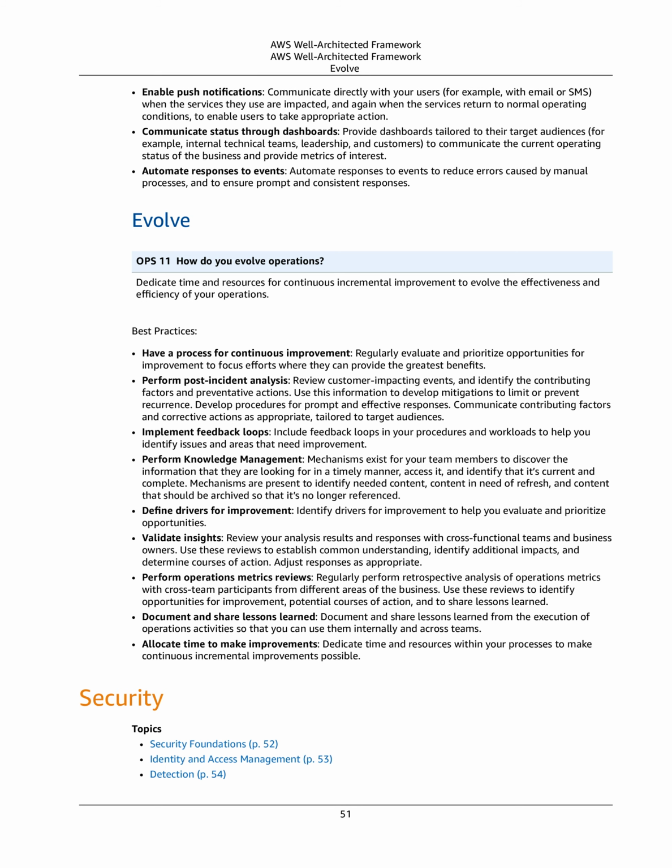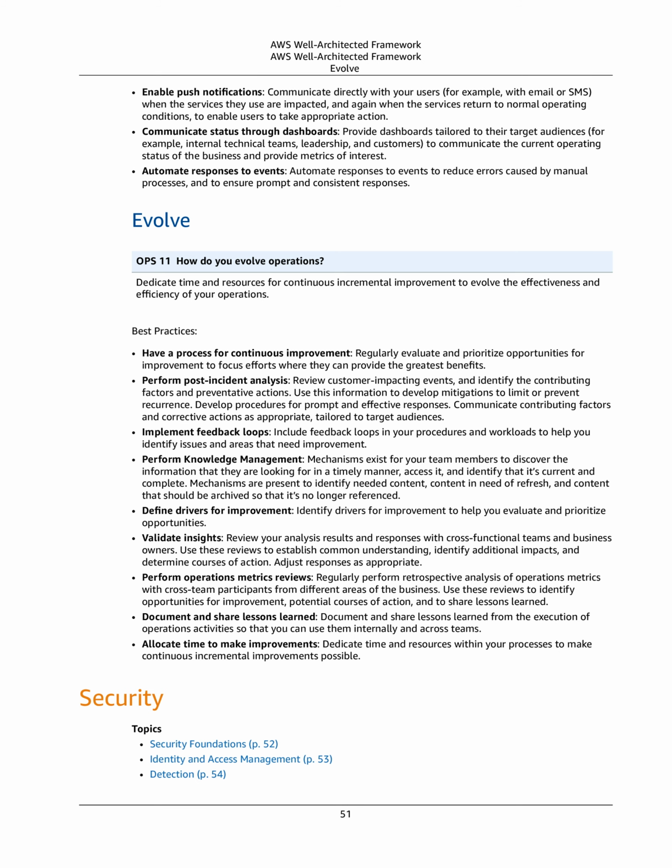Mechanisms are present to identify needed content, content in need of refresh, and content that should be archived so that it's no longer referenced. Define drivers for improvement. Identify drivers for improvement to help you evaluate and prioritize opportunities. Validate insights. Review your analysis results and responses with cross-functional teams and business owners. Use these reviews to establish common understanding, identify additional impacts, and determine courses of action.